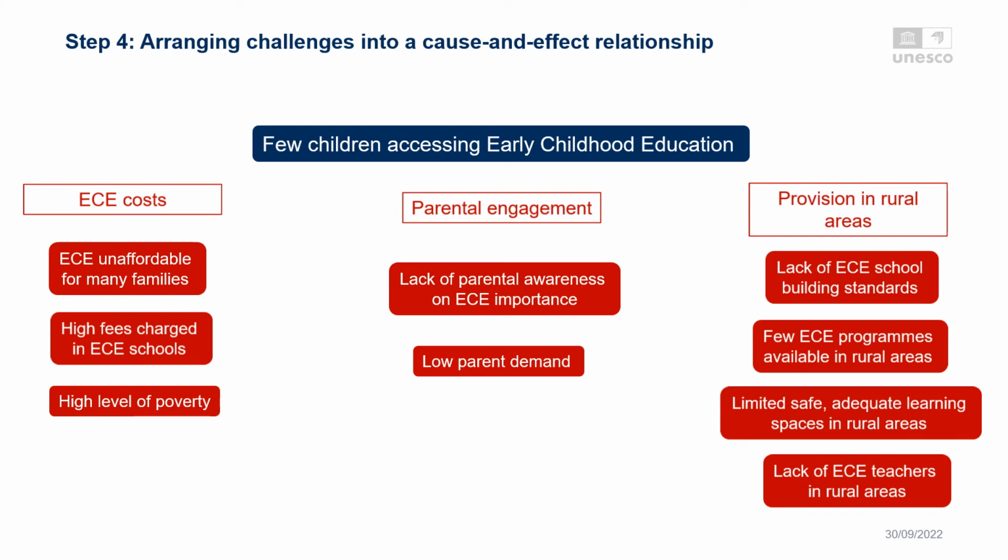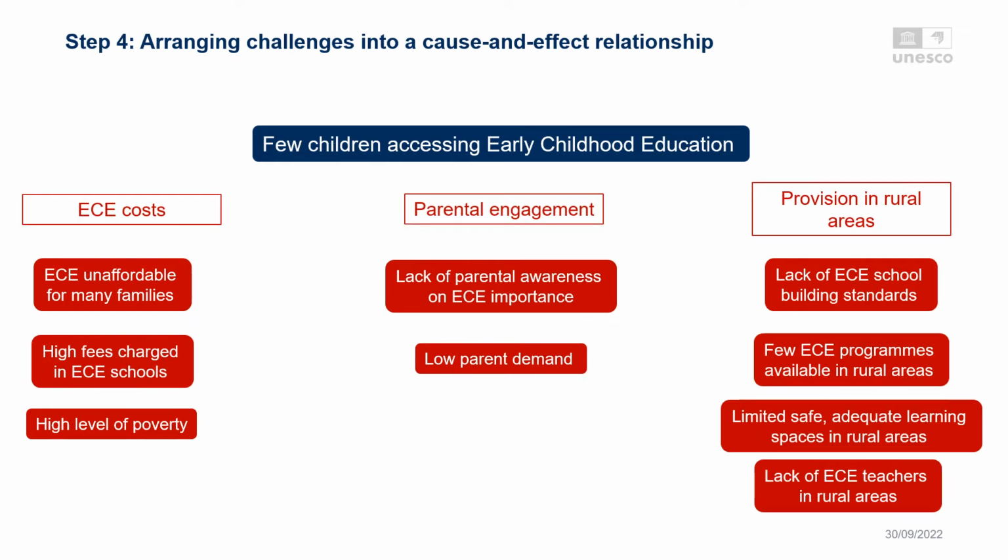For instance, here we have grouped the challenges related to ECE costs in one group, the challenges related to parental engagement in another, and the challenges related to ECE provision in rural areas in a third. Next, within each grouping, we will need to hierarchize the causes to understand what are the underlying causes, or what causes what, in order to create a cause and effect chain.